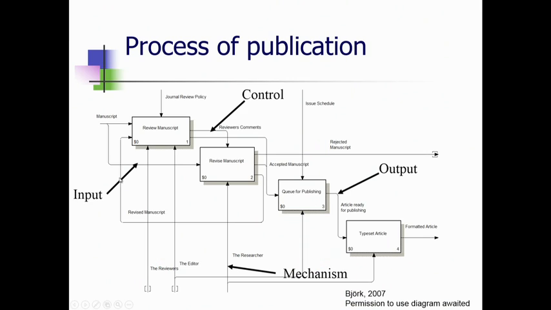So, this is how the input goes into reviewing the manuscript, then the control exists from the review to the revision of the manuscript, and the mechanism for all of this is the researcher, the editor, and the reviewers. All of these are the mechanisms of reviewing and revising the manuscript. Okay.